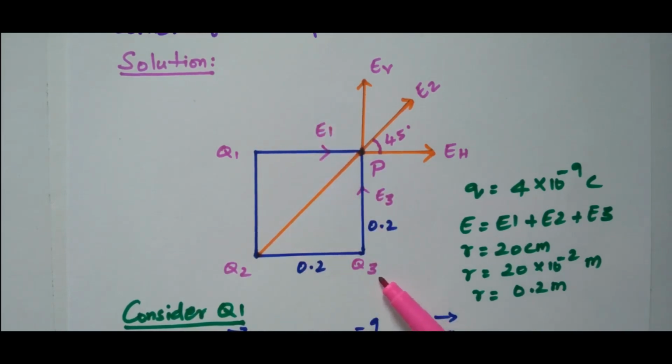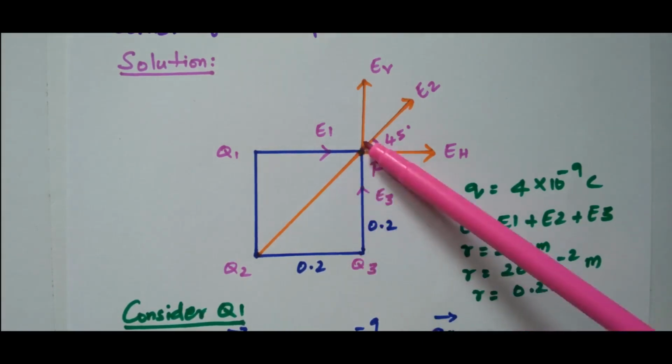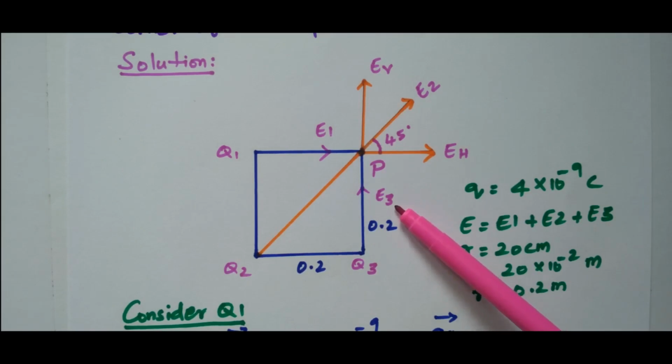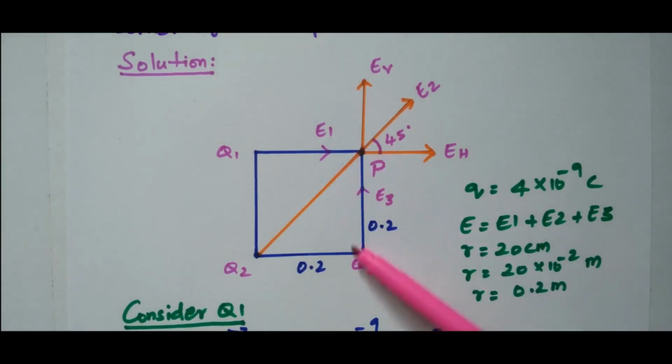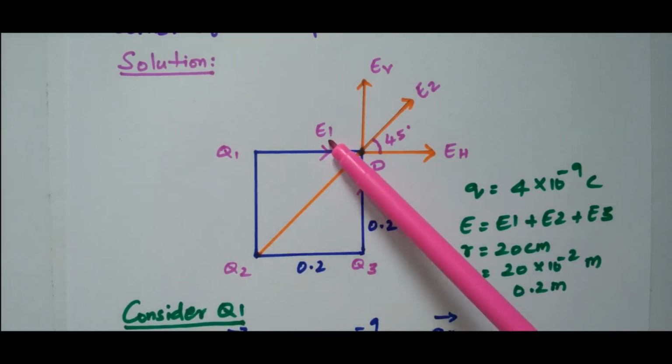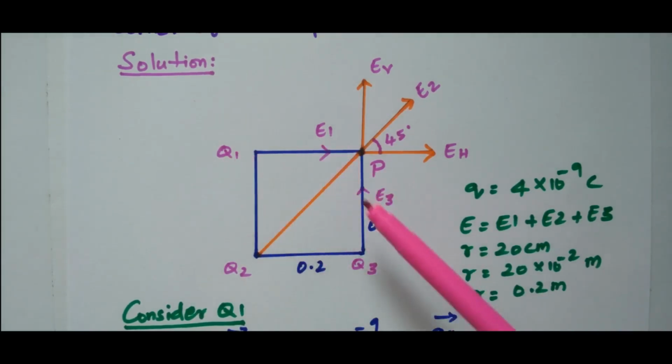Now consider Q3. Due to Q3, the electric field intensity at point P is E3. These two are also in the same line, so we have only one component, E3, a vertical component. So E1 is the electric field intensity due to Q1. E3 is the electric field intensity at point P due to Q3. These are all available in the same line.